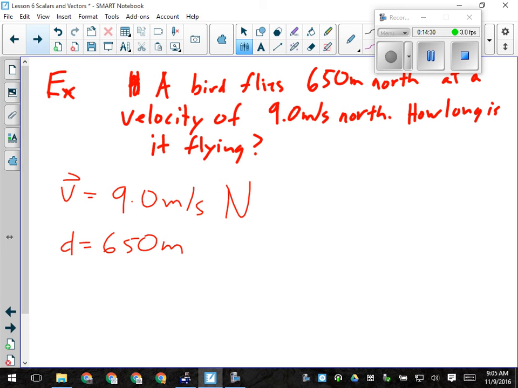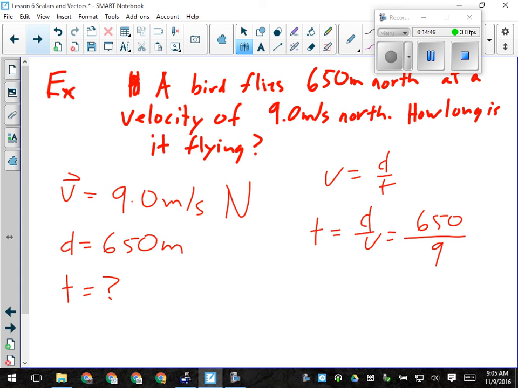Okay, 650 meters, and we're looking for the time here. So V equals D over T, same calculation we just did a minute ago. T equals D over V, so we're going to have our 650 divided by 9. Okay, so 72.2 seconds. Now here's why time ends up being scalar.